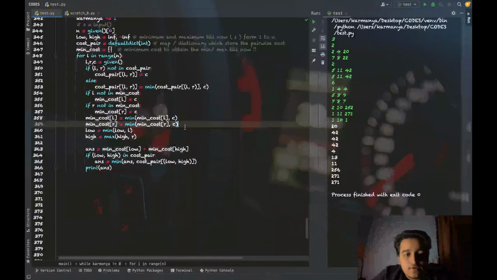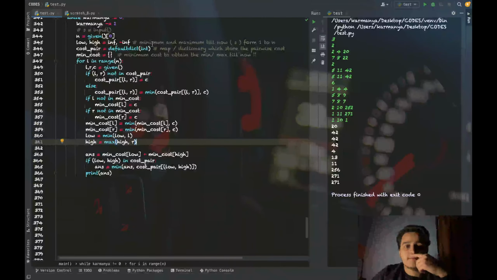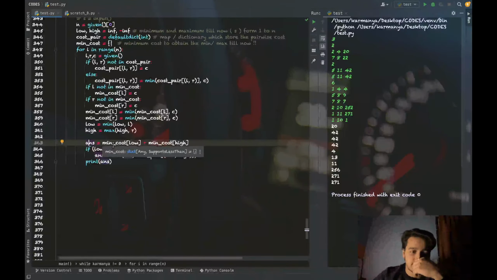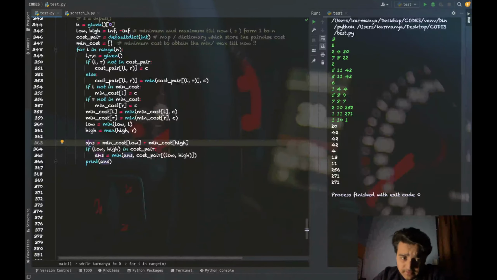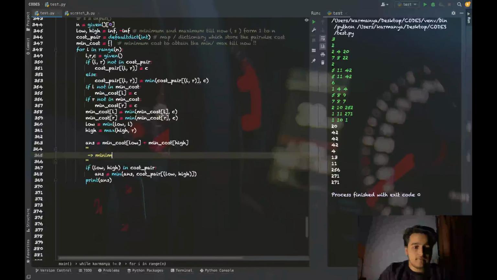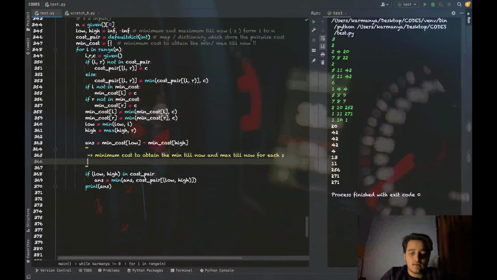And similarly for the upper limits also, and I have taken the low and high. What are these lows and highs? I have written it here as the minimum and maximum till now, because S is ranging from 1 to N, right? So this is the answer, and the answer is for each test case and it will be different. So I have taken the minimum cost of the low plus the minimum cost of obtaining the high. I'll just write in the comments: minimum cost to obtain the minimum till now and maximum till now for each S ranging from 1 to N.